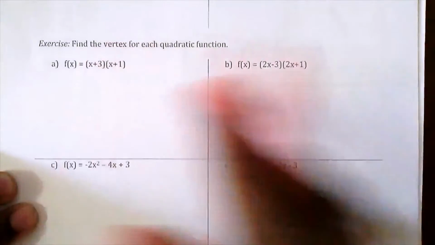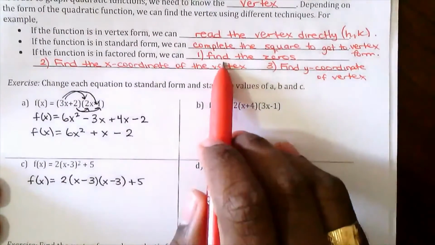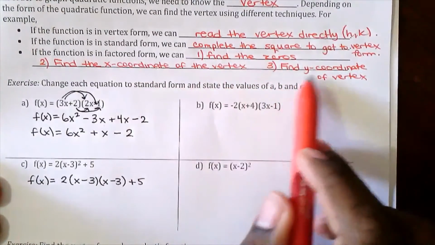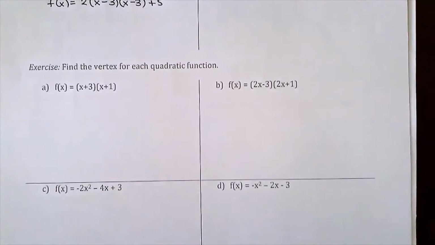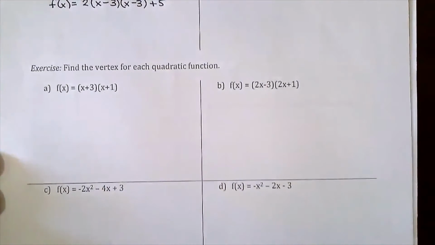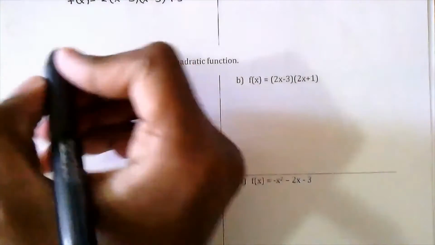So the first step, so I'm just going to quickly show you these steps again. We need to find the zeros, find the x-coordinate of the vertex, and then find the y-coordinate of the vertex. So let's go back here. So the first thing is to find the zeros. We're in factored form, which is great. To find the zeros, we let y equal to 0. So I'm just going to do it on the side here.